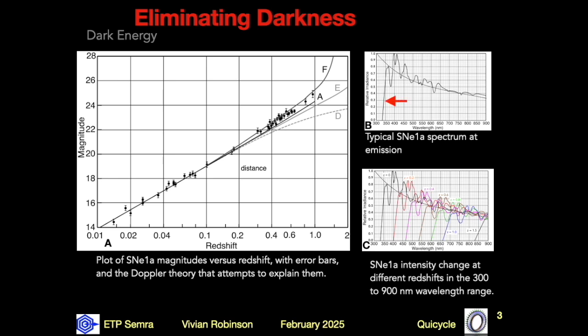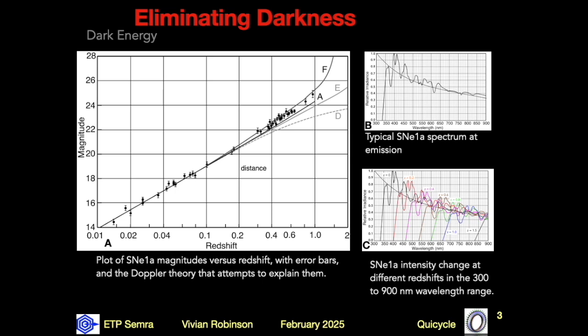Figure B is a typical SNE 1a spectrum at emission. The vertical axis is relative irradiance, a scientific term for intensity. The horizontal axis is wavelength. It's measured in nanometers. SNE 1a emit very little radiation at wavelengths below about 330 nanometers. The curved line is the intensity if the photons were emitted in equal numbers at all wavelengths.